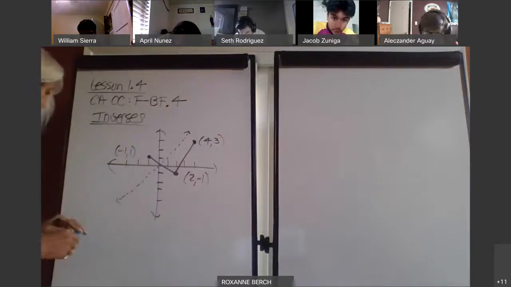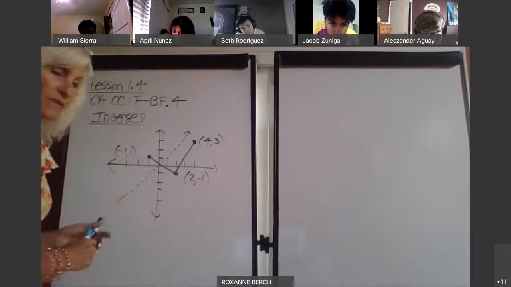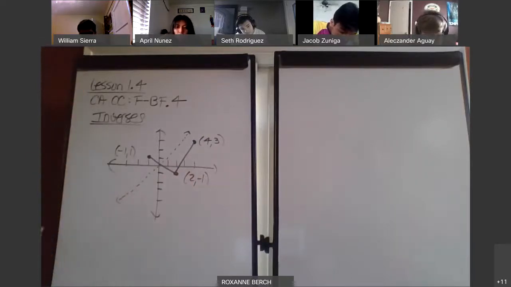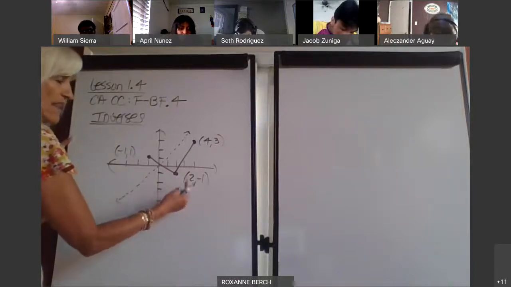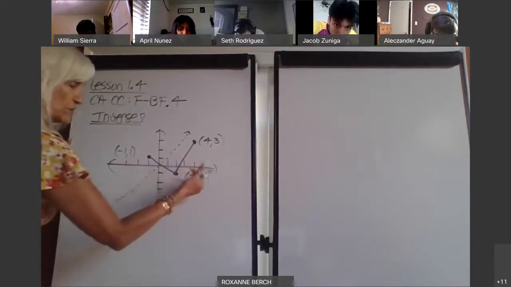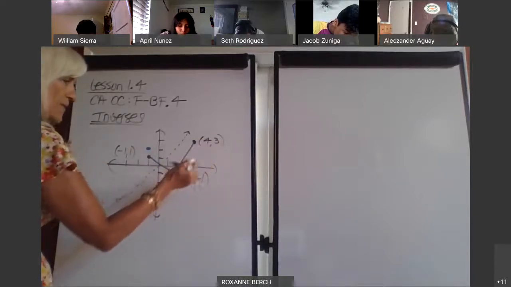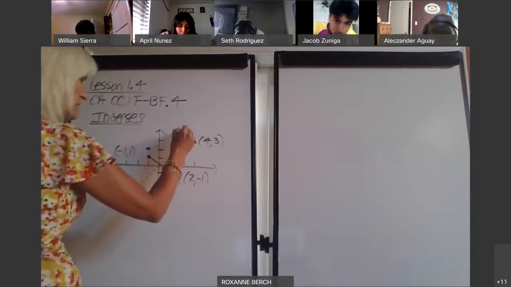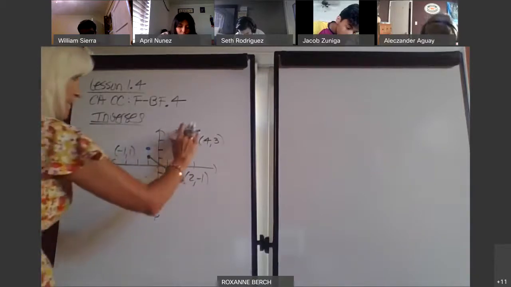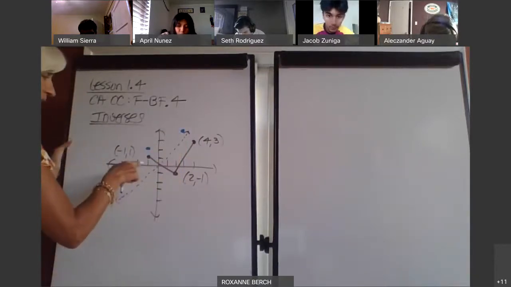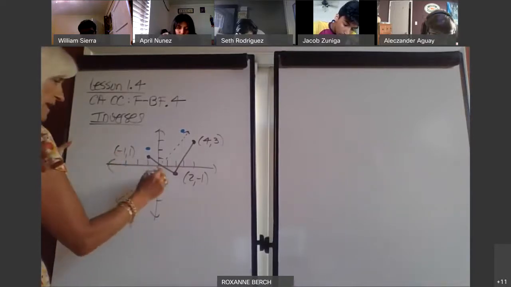So to find the inverse, all you do is switch the x and y coordinate. So the inverse is going to be left 1 up 2, you just switch them. So left 1 up 2, it's going to be right 3 up 4. Instead of left 1 up 1, it's going to be right 1 down 1.